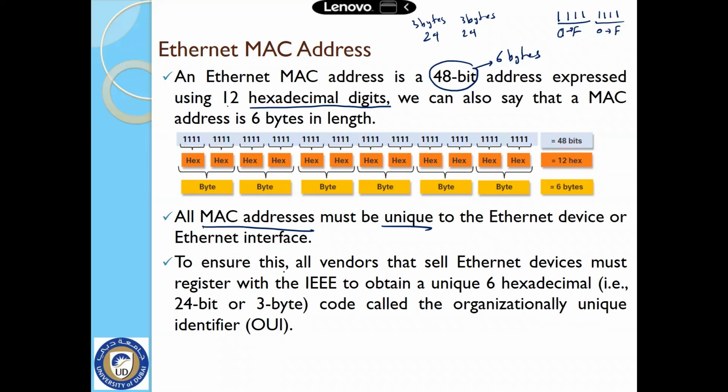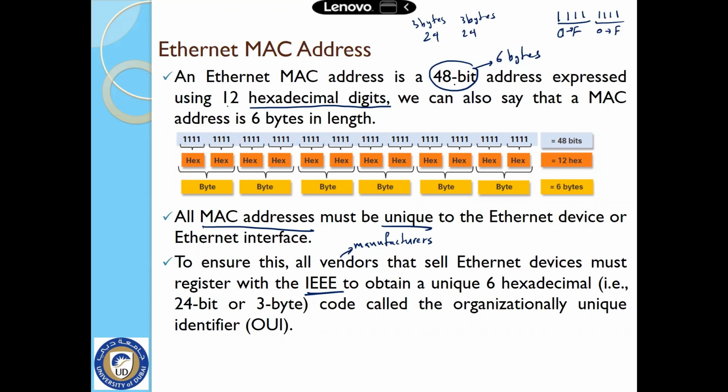Now, to ensure this, all vendors, basically the manufacturers, must be registered with IEEE. There you go. So any company that wants to go into the Ethernet business or network devices must, before manufacturing, get permission from IEEE to get their unique number. Now, here's the thing about that number.